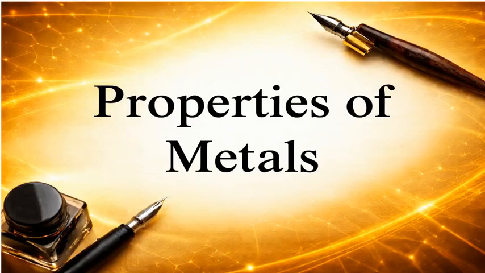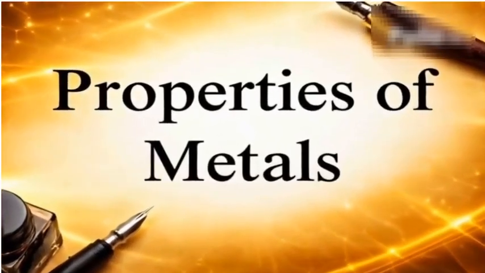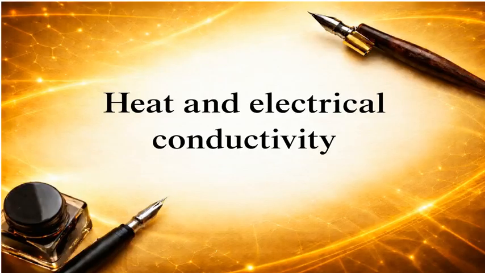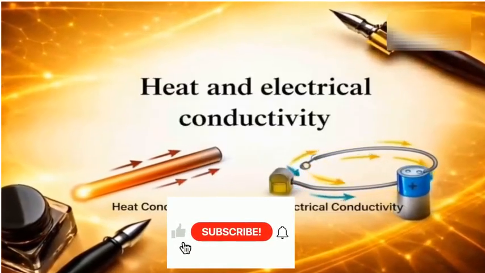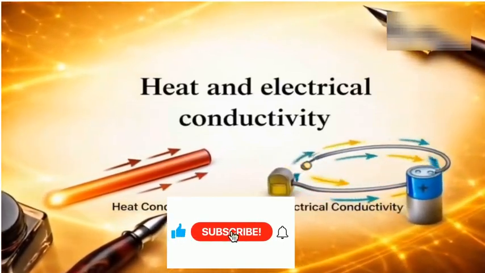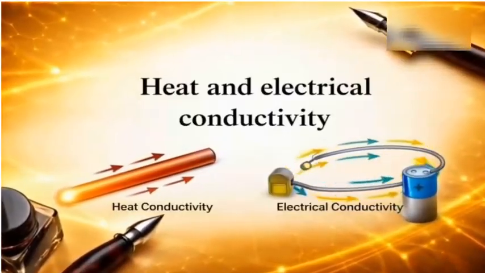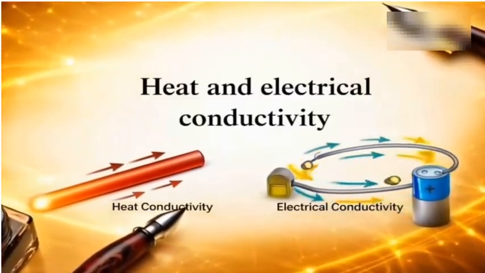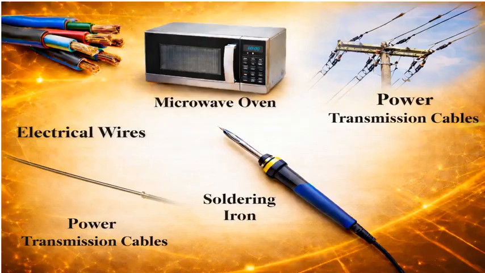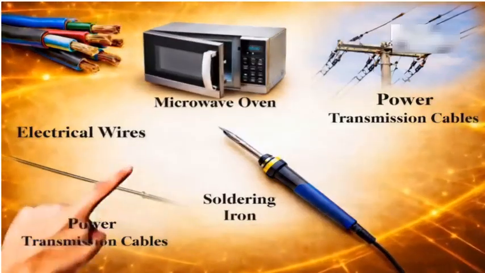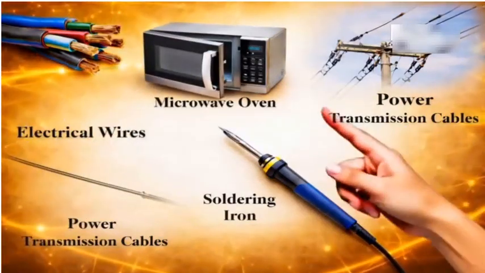Metals have some unique properties. Examples are heat and electrical conductivity. This property means that metals can easily absorb heat and electricity can also pass through them easily. It is because of this property that metals are used for making electrical wires, power transmission cables, electronics, and heating appliances.